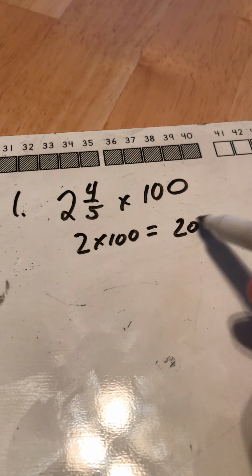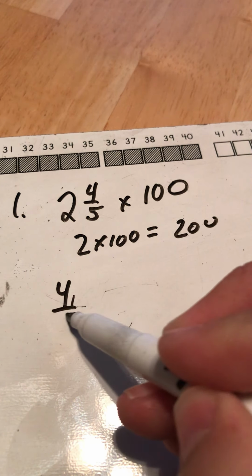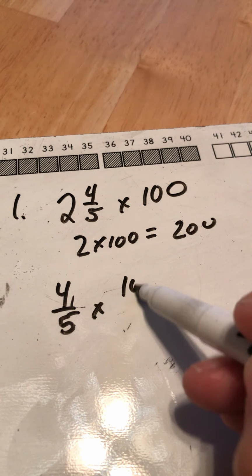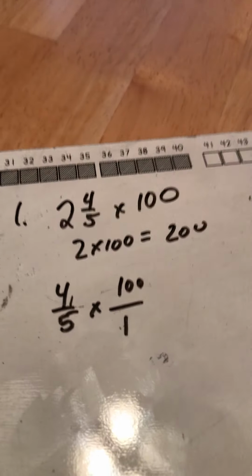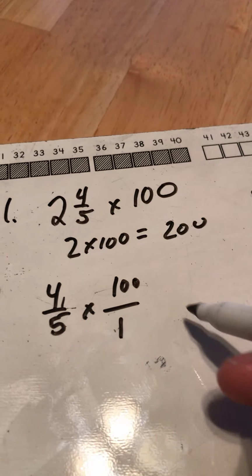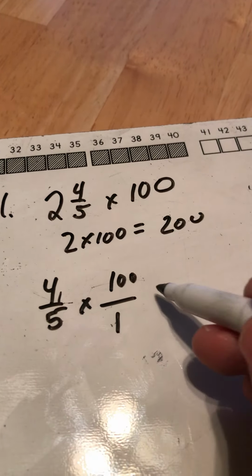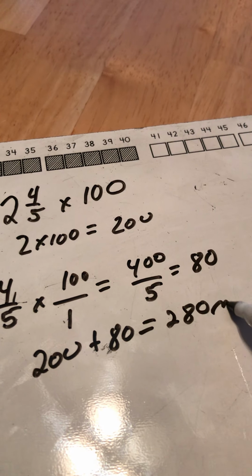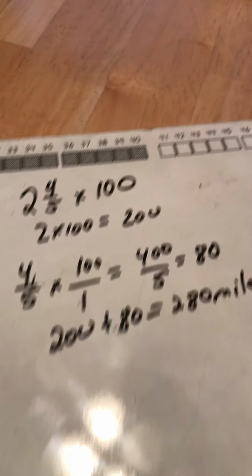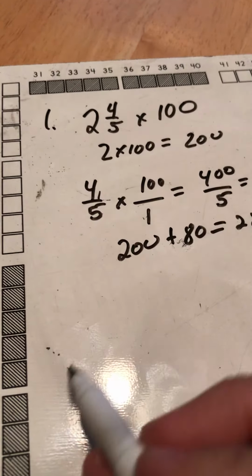We get 200, of course. And then we're going to do 4/5 times 100 over 1, because 100 is a whole number, so we put it over 1. We get 400 over 5, and that goes in there 80 times. So we're going to add these two together: 200, our answer from here, plus 80 equals 280 miles. So Lords is 280 miles.